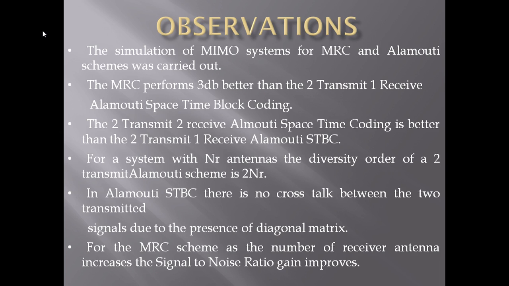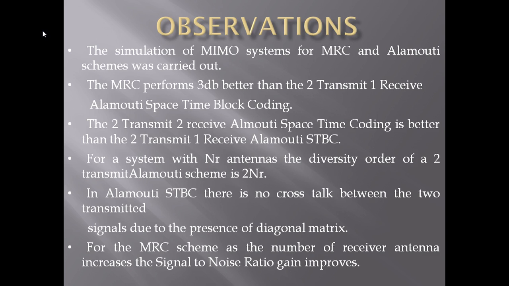In the Alamouti scheme, there is no crosstalk between the 2 transmitted signals due to the presence of a diagonal matrix. For the MRC scheme, as the number of receiver antennas increases, the signal to noise ratio increases. The 2 transmitter 2 receiver Alamouti STBC scheme performs better than both the maximal ratio combining and the 2 transmitter 1 receiver scheme, and it obtains a diversity order of 4.